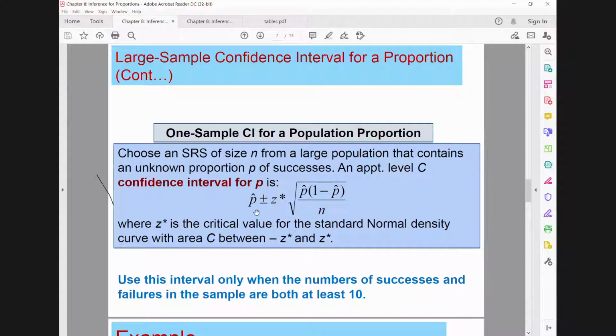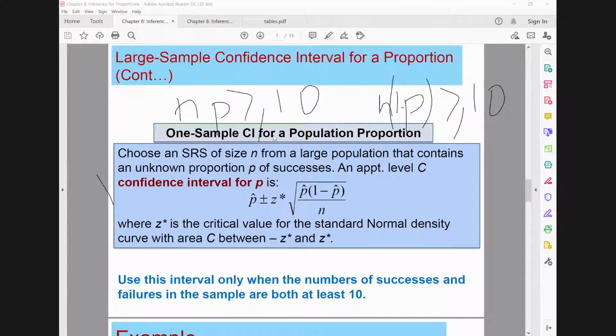How do we find p hat? P hat is obtained thanks to the data in the sample. Then this is an example. By the way, before doing the example, this estimate is valid once n times p is more than 10. In some references, it is more than 15. And also n times (1 minus p) is more than 10.